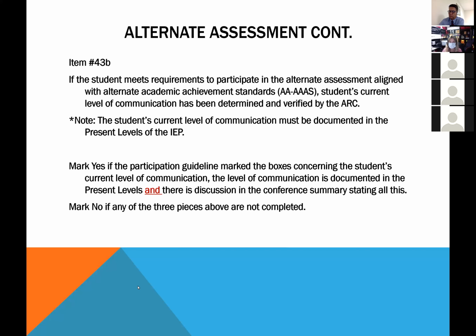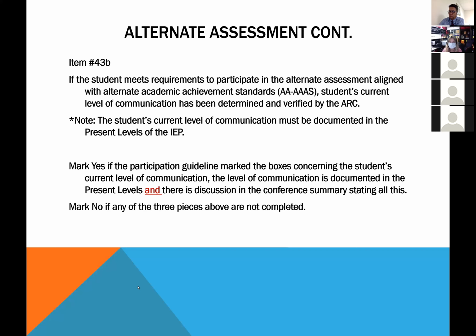All right, so when you're looking at 43B, this is talking about the communication piece that has to be in the IEP. If the student meets requirements to participate in the alternate assessment aligned with the alternate academic achievement standards, the student's current level of communication has been determined and verified by the ARC. Note, the student's current level of communication must be documented in the student's present levels of the IEP. We have to make sure that we have that communication piece.